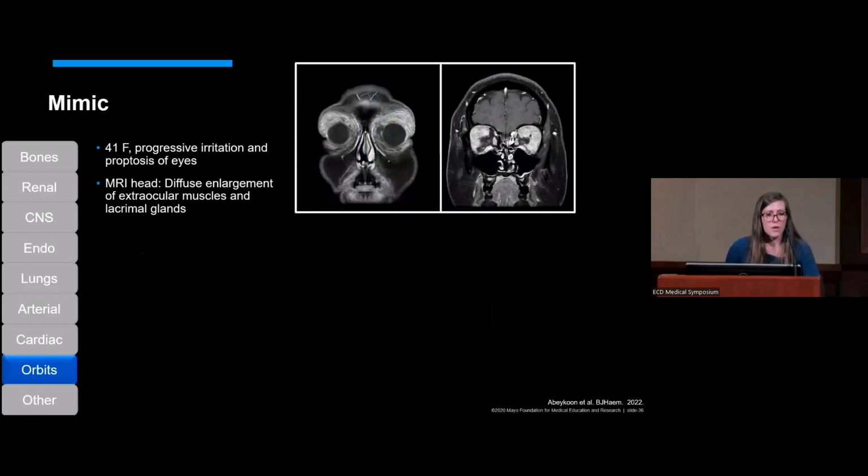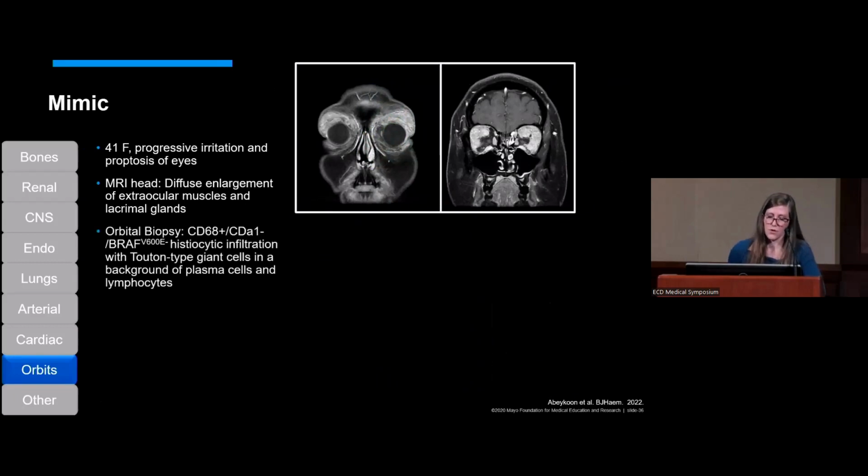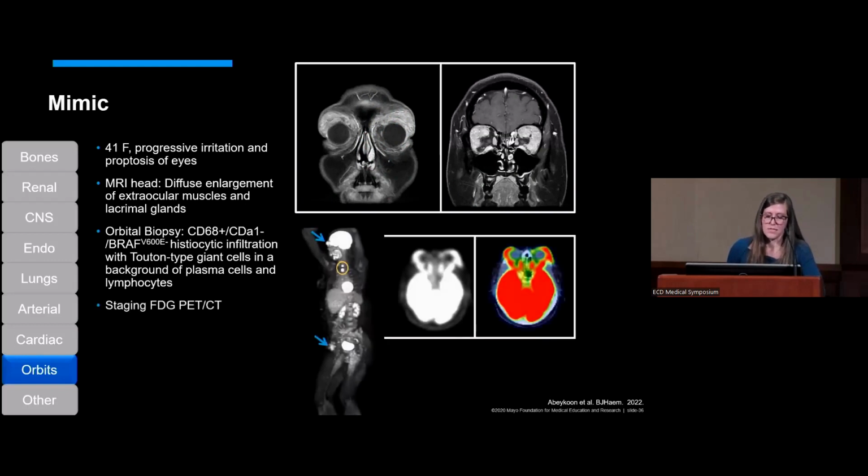It was a 41-year-old female. She had progressive irritation and proptosis of the eyes. She underwent an MRI of her head. As you can see in the images on the right here, there's diffuse enlargement of the extraocular muscles and the lacrimal glands. She underwent an orbital biopsy that showed a histiocytic infiltration. It was BRAF negative, and there was suspicion for Erdheim-Chester disease.